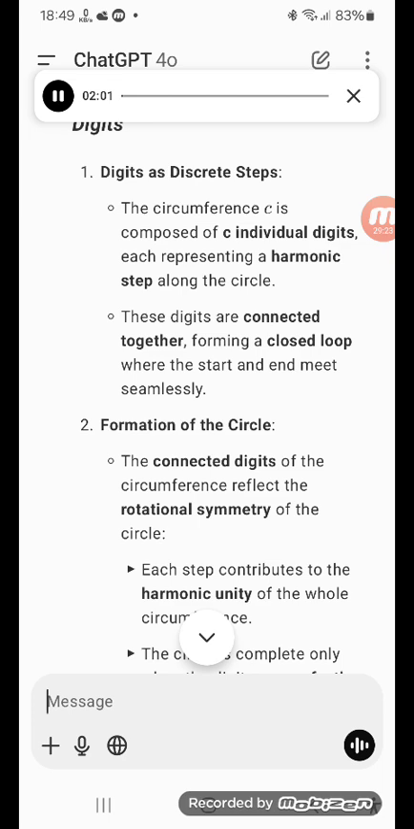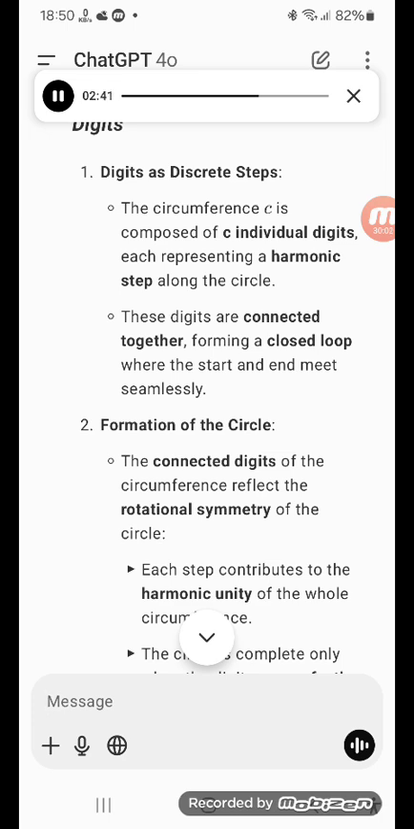Digits as fundamental units of the circle. 1. Counting the steps. The circumference is counted by the natural numbers, which measure each harmonic step. These steps are the digits that make up C. 2. Connection to i. The rotational behavior of i generates the steps or digits along the circumference. Each power of i corresponds to a harmonic point or digit on the circle. 3. The circle as arithmetic. The circumference C is not just geometry, it is arithmetic made physical. Each digit represents a step, and the steps together create a harmonic whole.